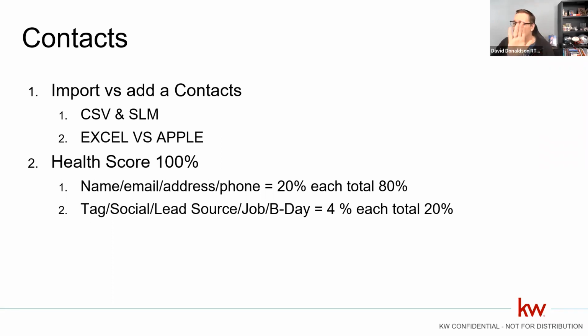Now, for those of you that had 1,000 Facebook friends, how many of you also have less than 1,000 people in your database? I bet you do. Some of you may be higher, but I bet some of you have more friends on Facebook than you do in your Command database right now. Patricia, am I right?